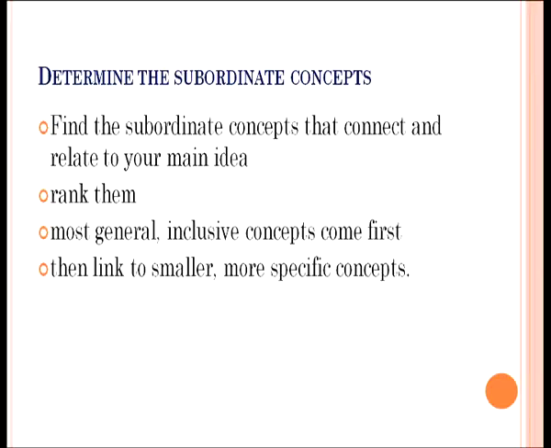Determine the subordinate concepts. The next thing is, find the subordinate concepts that connect and relate to your main idea. That is, your first most important thing is your main idea. After that are subordinate concepts that relate to that main idea or that are the consequences of that main idea. Now, once you have written down all the subordinate concepts, rank them. Which are more important, which are less important. That is, most general, inclusive concepts should come first. And if you are ranking them according to the level of their importance, then the most important ones should come first.